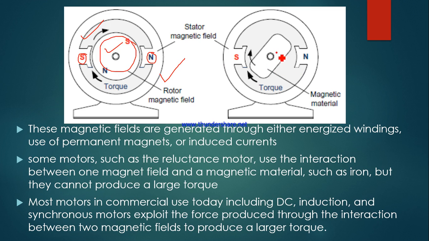Here is another type. It's called salient pole because these poles are projected. In salient pole, the rotor poles are projected out. But here you see the magnet of the rotor. It is inside. This is the magnet. Okay, so these are basically the two different constructions of DC machines.